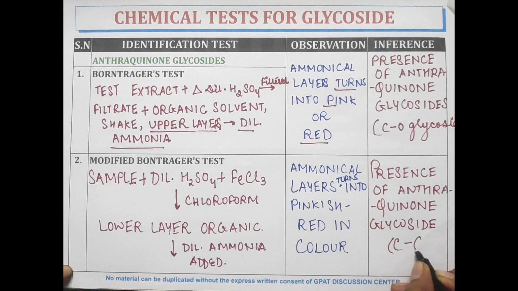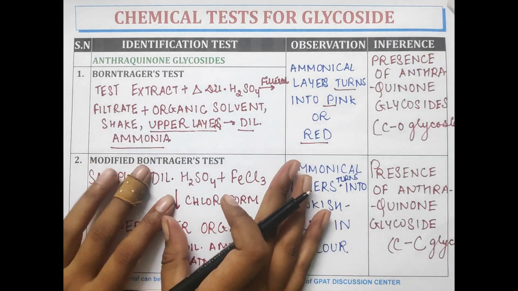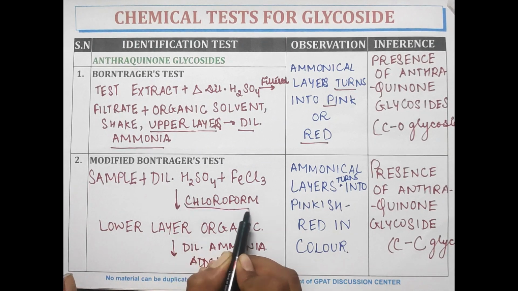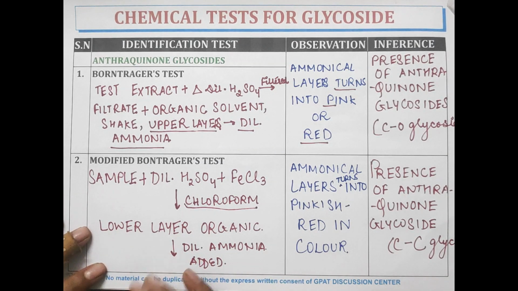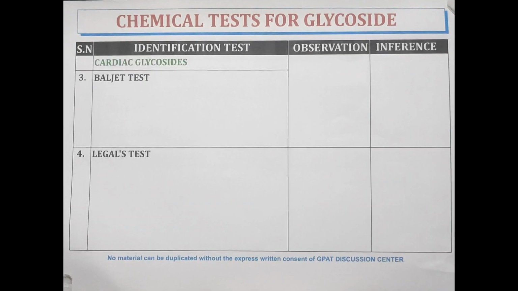In modified Bontrager test, the sample is mixed with dilute H2SO4 and ferric chloride. Then the solution is shaken with chloroform. Then the lower layer, which is organic, is separated, and then dilute ammonia solution is added. Then the ammoniacal layer turns into pinkish red color, which indicates the presence of anthraquinone glycoside.